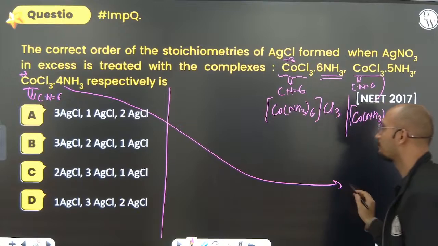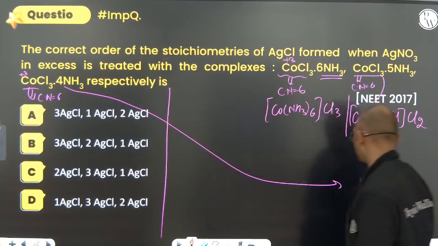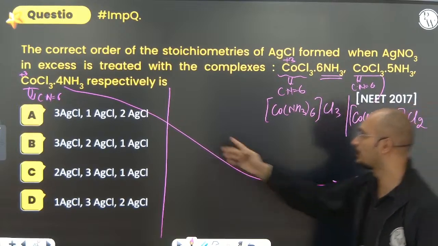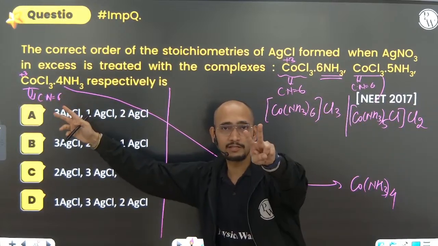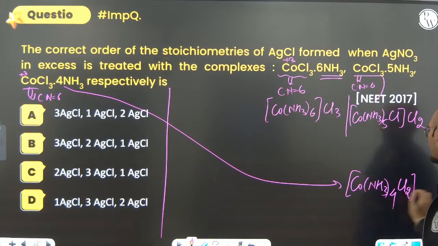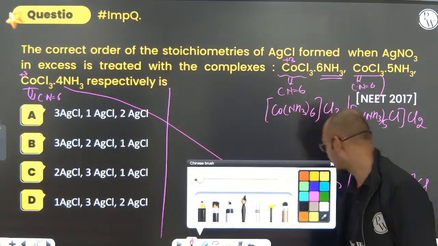This comes out to be, because the coordination number is going to be 6, Co(NH3) is going to be how many? 4. And how many chlorines will be taken from here? 2, because the coordination number should be 6. So take Cl2 inside, and how many chlorides outside? 1 chloride outside.